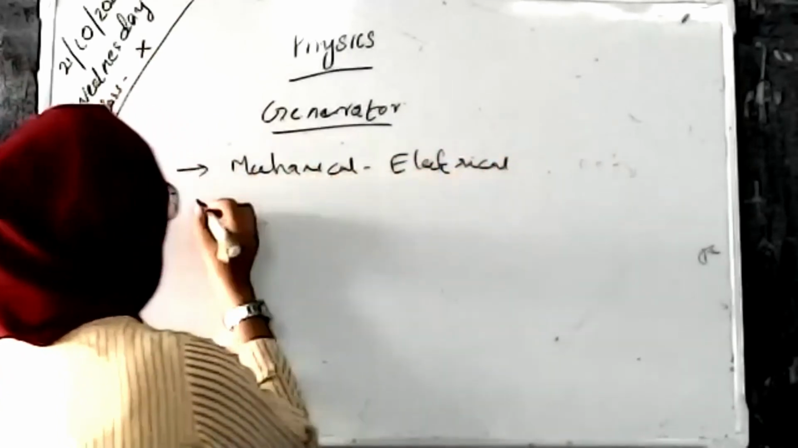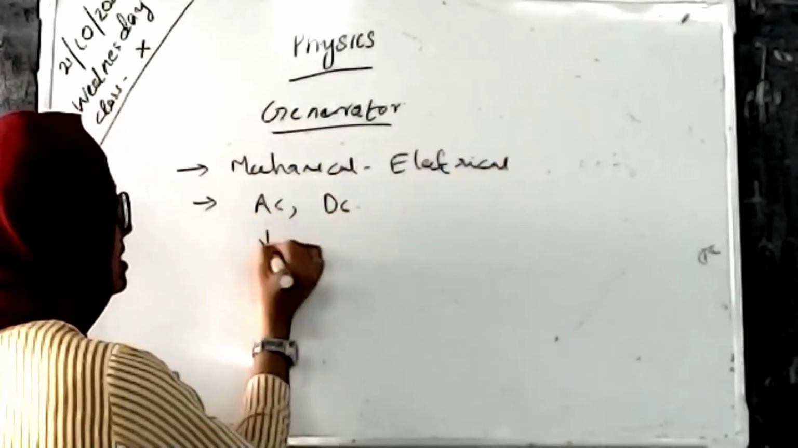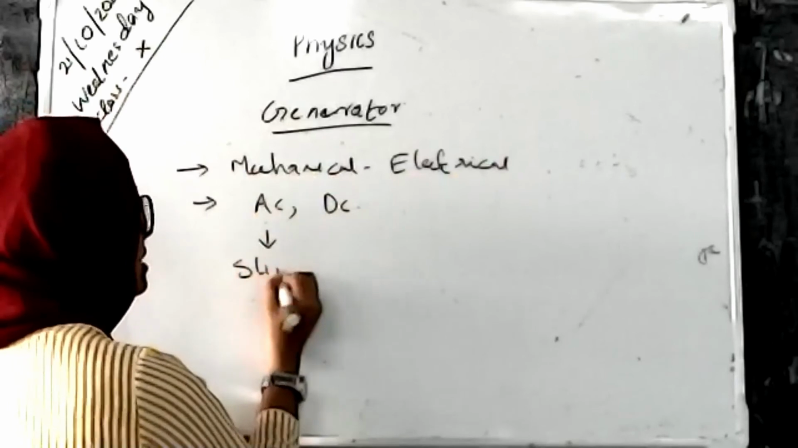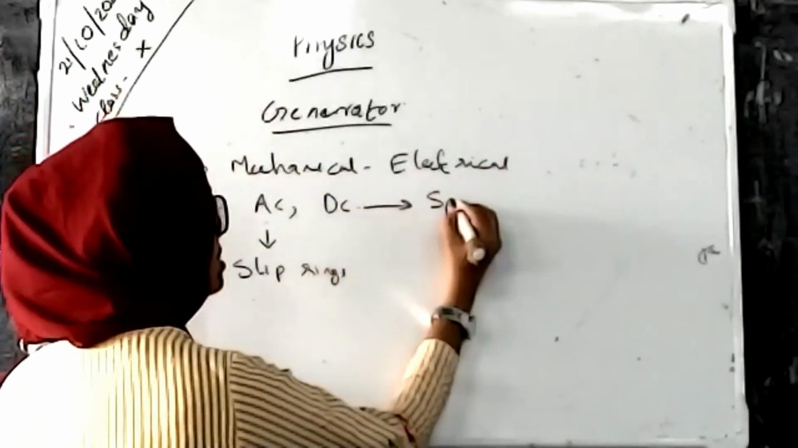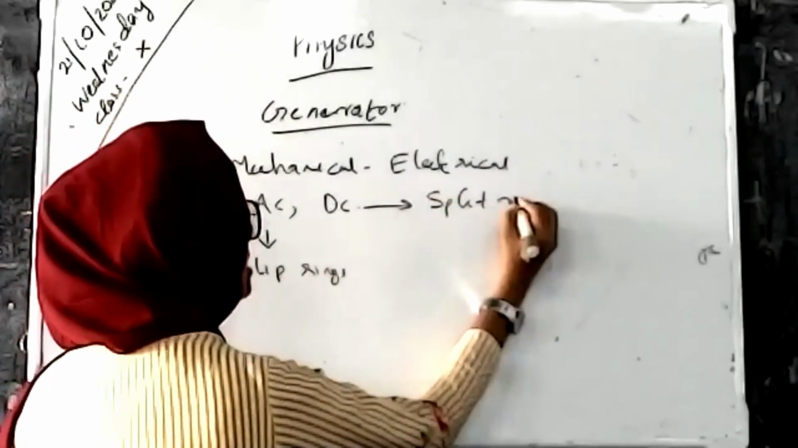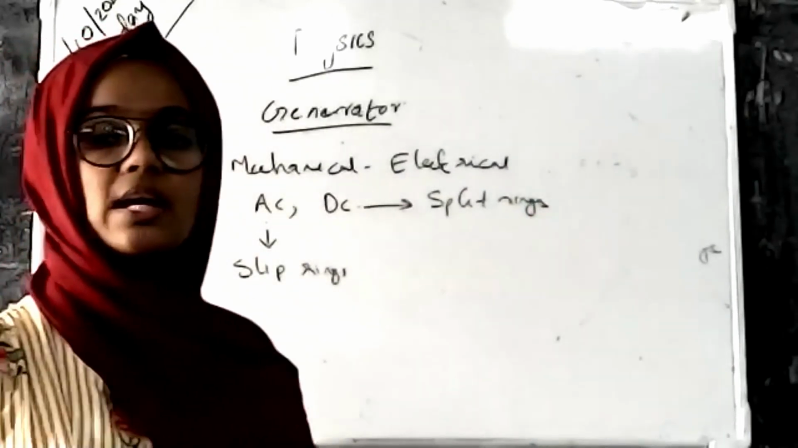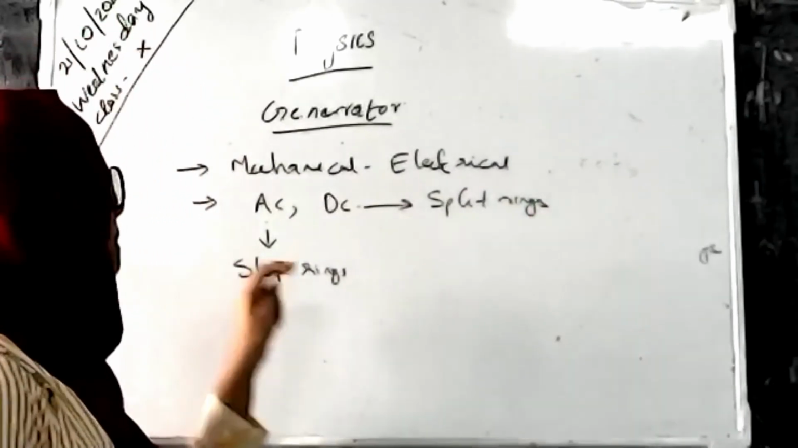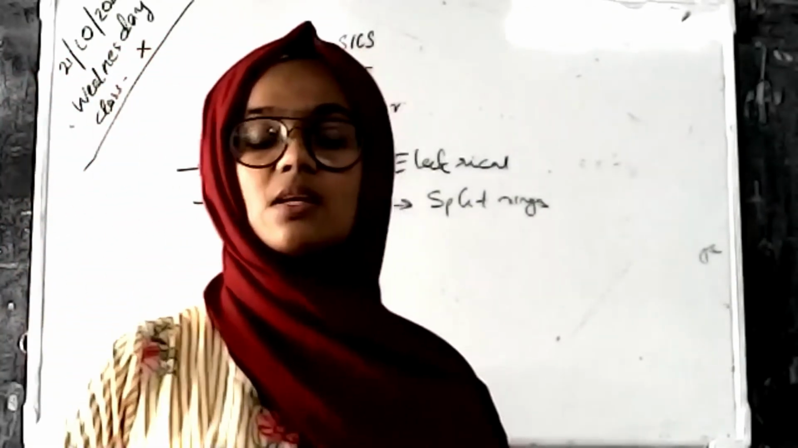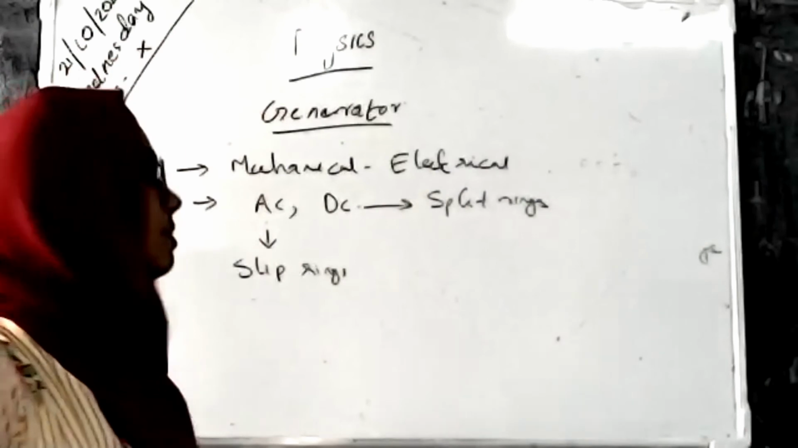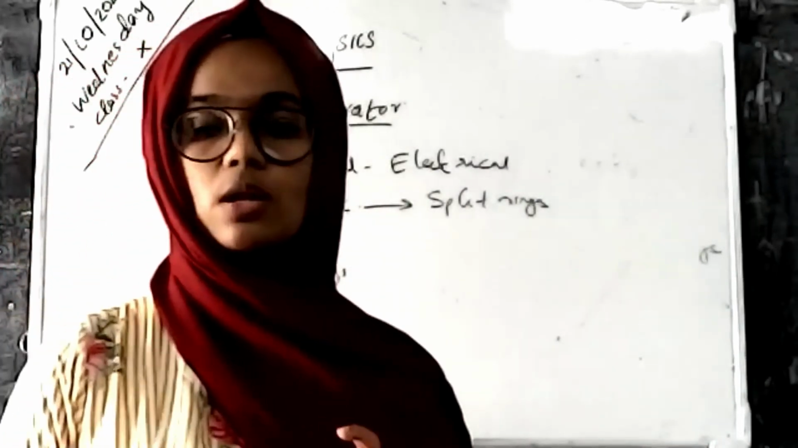And there are AC generators and DC generators. In an AC generator, we use slip rings, and in a DC generator, we use split rings. That is the main difference between the two generators in their parts. Other parts of a generator are field magnets, brushes, the slip or split rings, and the armature coil.